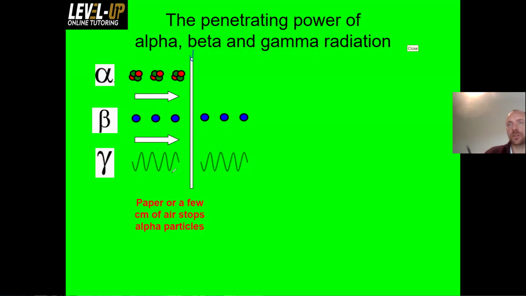okay? They will literally just shoot straight through, like a bullet would pass straight through a few centimeters of air or paper. So paper is going to stop alpha particles. But beta would pass straight through paper, and gamma would pass straight through paper, just like a bullet. But the alpha, maybe like my ping pong ball again, gets stopped by a piece of paper.